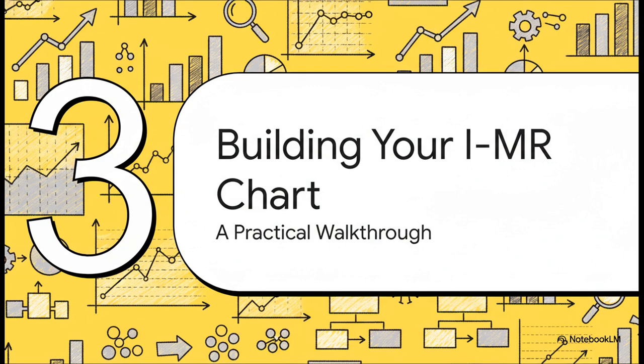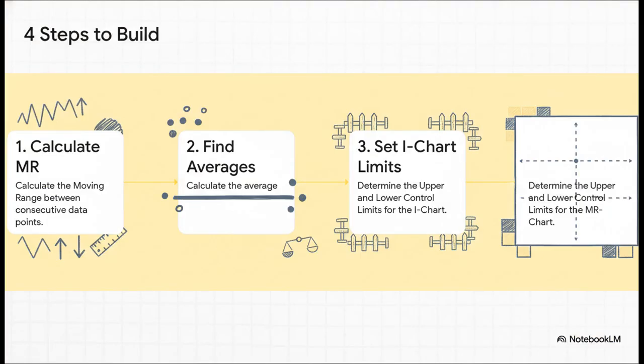All right, enough theory. Let's make this real. We're going to roll up our sleeves and walk through the exact steps to build an IMR chart from scratch. This is how you transform a simple list of numbers into real, actionable intelligence about your process. We're going to follow this simple four-step process. First, we calculate the moving range to see the variation from point to point. Second, we find the average for our individual values and for those moving ranges to get our center lines. And finally, we'll calculate the upper and lower control limits for both charts. These limits define the guardrails of our process.